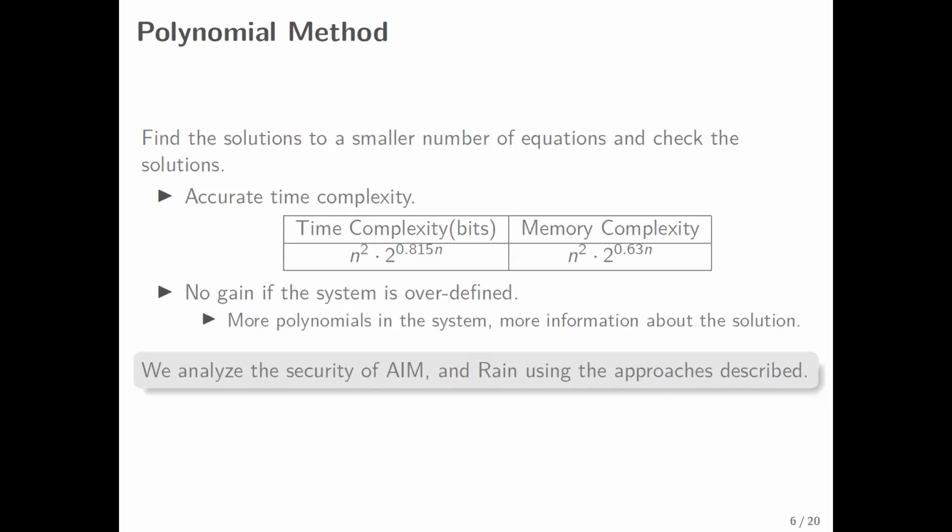The issue with the polynomial method is that when the system is overdefined, it doesn't gain anything. In general, when the system is overdefined, it means that we have more equations, meaning that we have more information about the solution. So we expect to solve it more easily, but this is not the case for the polynomial method. Now I'm going to talk about the security of AIM and Rain using the approaches that I described.